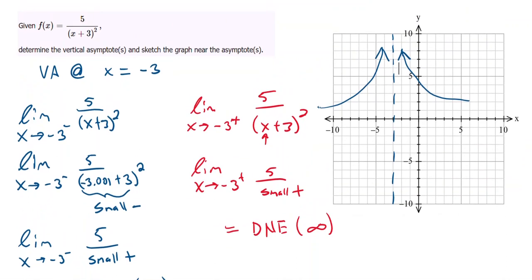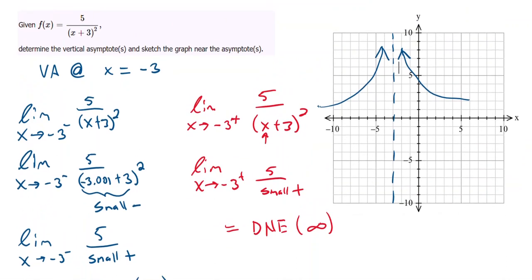And now, we haven't officially done horizontal asymptotes, but maybe you can guess. This graph would approach 0. And if you're unsure about that, we're going to talk more about that in later lessons. But we sketched the graph on either side near the asymptote.